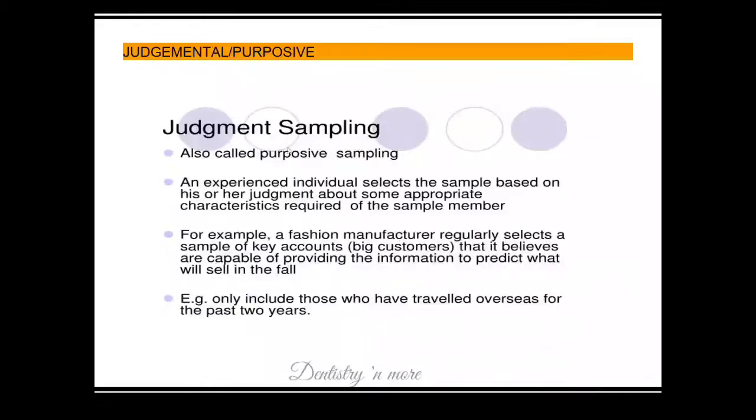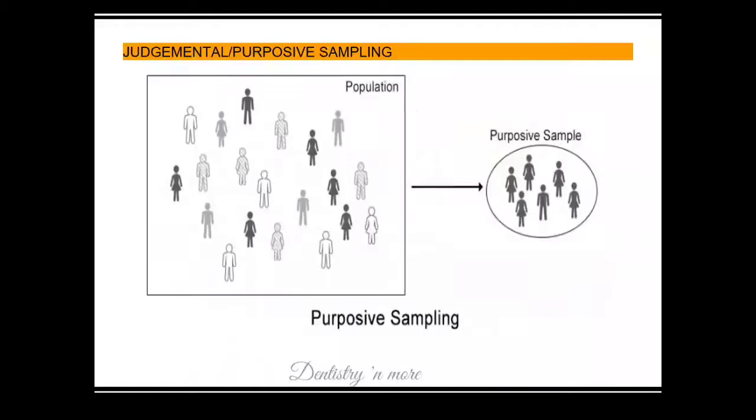Judgmental or purposive sampling, both are the same. It is like a fashion manufacturer using a sample of big customers because he is very judgmental about the population. He knows that for him it is good to conduct a survey among big customers. So he'll take the sample only from big customers, or only include those who have traveled overseas in the past 2 years. So being judgmental about the sample, or taking a sample just for a purpose, that is purposive sampling.